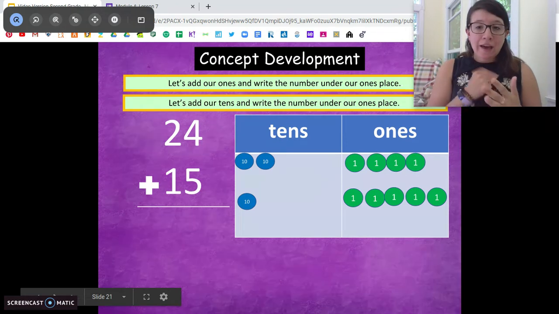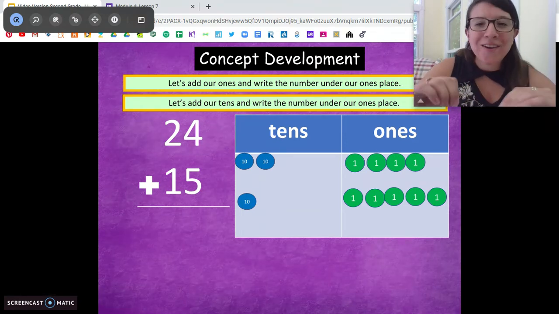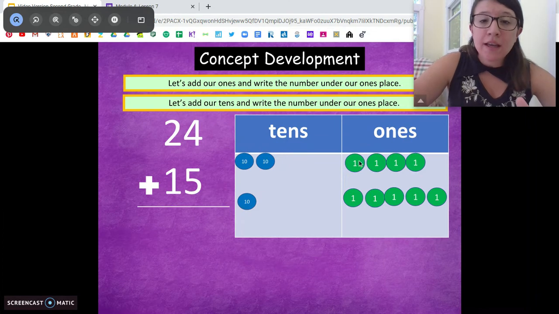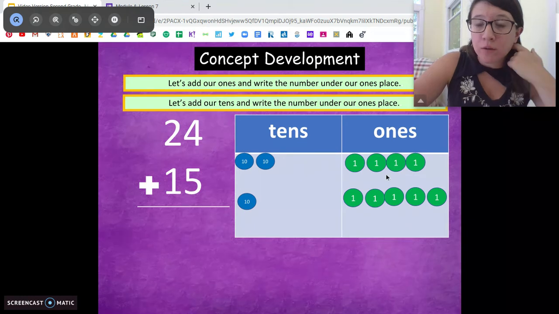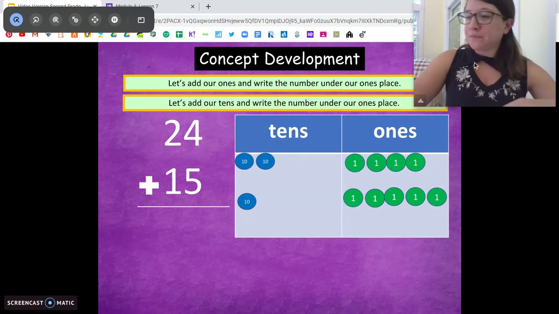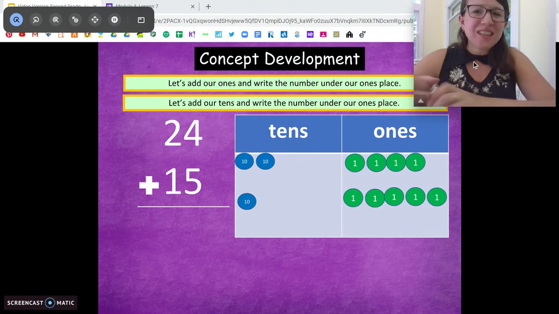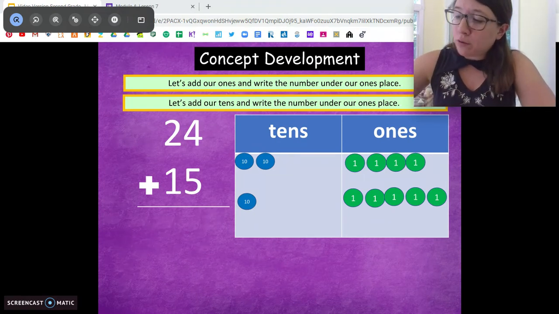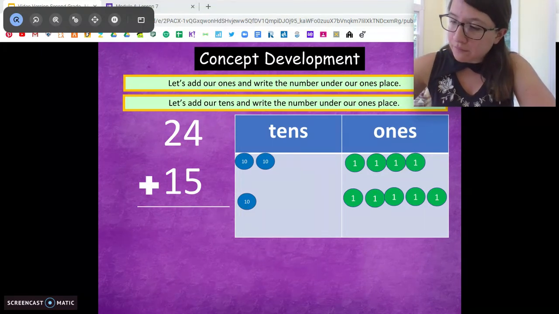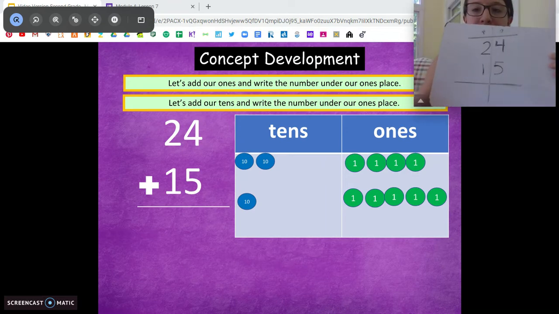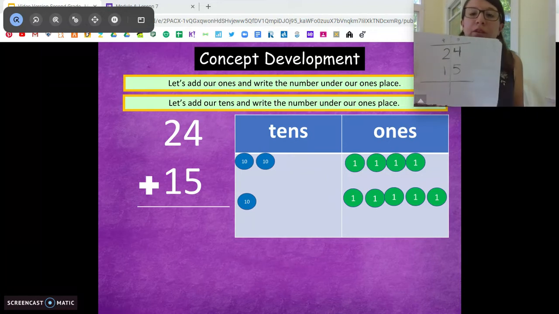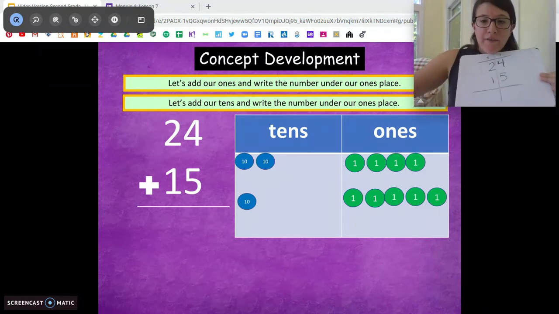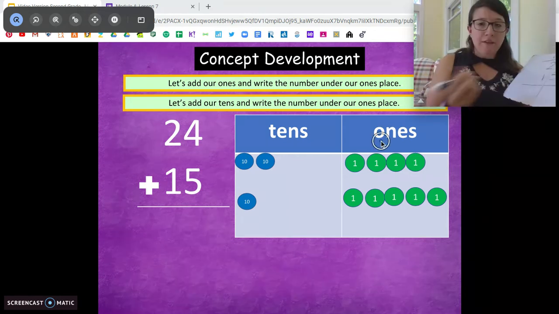Okay. So let's add our ones and write that number in the ones place. How many ones do we have? Good, we have 9. So in the vertical method, what you can kind of see is this looks a little bit like a place value chart. So we have 24 and 15. If I were to draw a line down the middle, we can kind of see that this is separated into our 1s and our 10s, just like on our place value chart with our discs. So we're adding 4 and 5, just like we're doing here. When we add 4 and 5, how many 1s do we get?